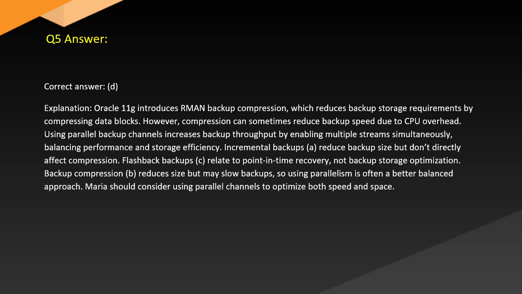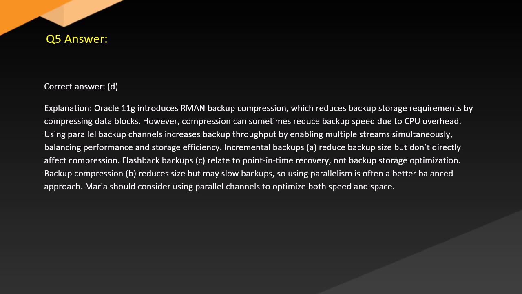Answer. Correct answer: D. Explanation. Oracle 11g introduced RMAN backup compression, which reduces backup storage requirements by compressing data blocks. However, compression can sometimes reduce backup speed due to CPU overhead. Using parallel backup channels increases backup throughput by enabling multiple streams simultaneously, balancing performance and storage efficiency.